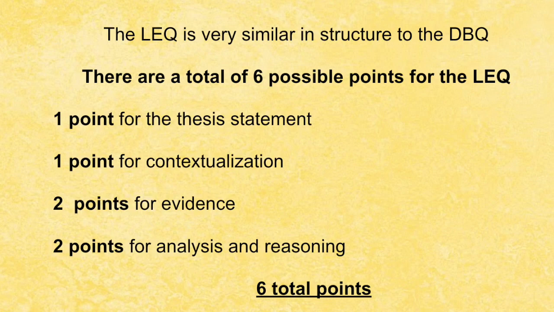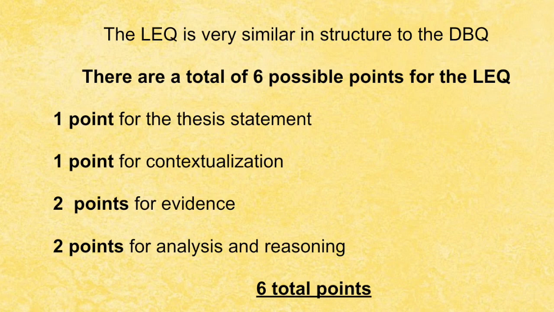The LEQ is very similar in structure to the DBQ, and you can earn a possible 6 points. You get 1 point for your thesis statement. Remember, your thesis statement is a roadmap of your argument. It is the focus of your essay, and your thesis basically takes on the exact same structure as it would if it were a DBQ essay. You get 1 point for contextualization, meaning providing historical context to the topic.